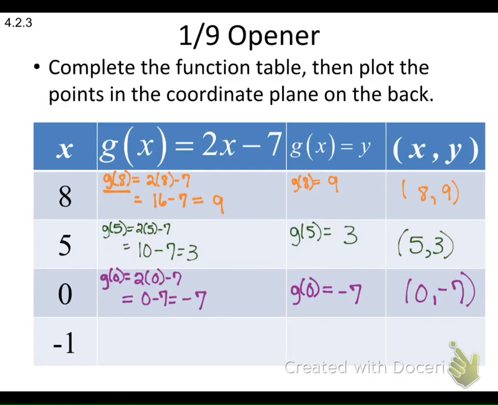What's my input for x going to be for this last one, Michael? What's the input going to be for this last one?